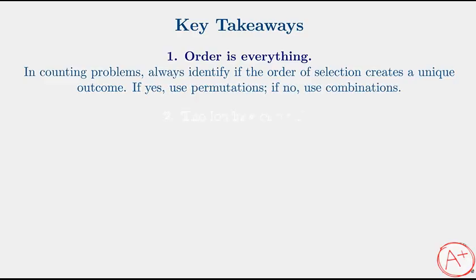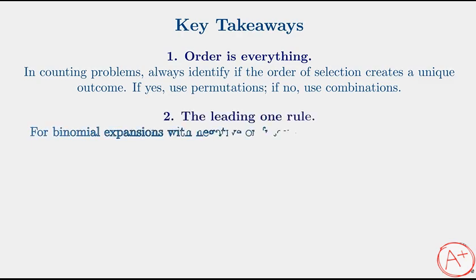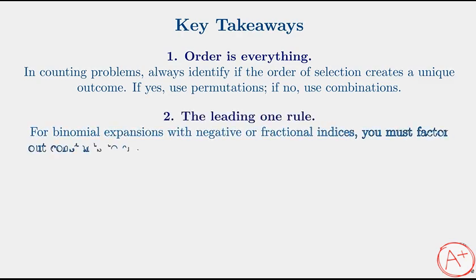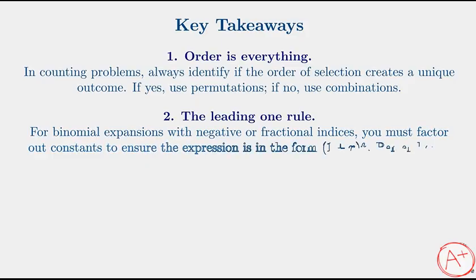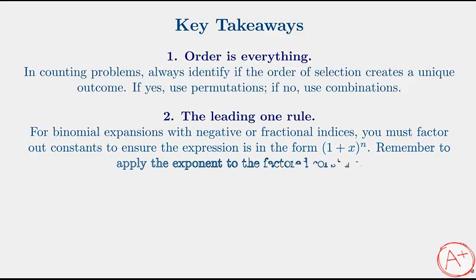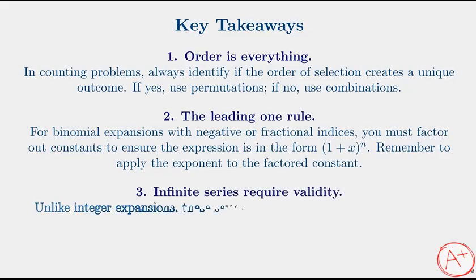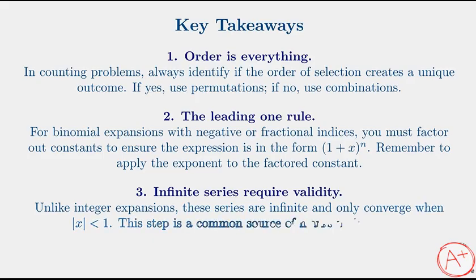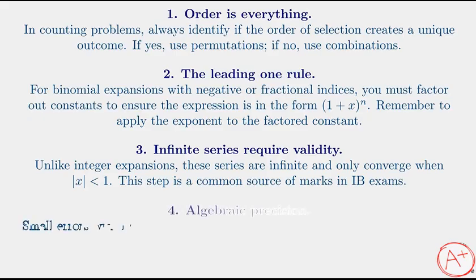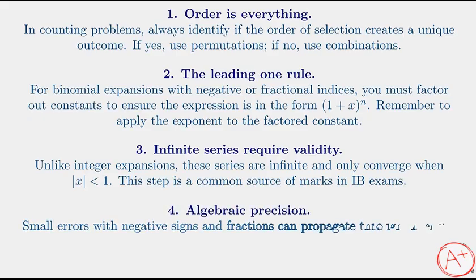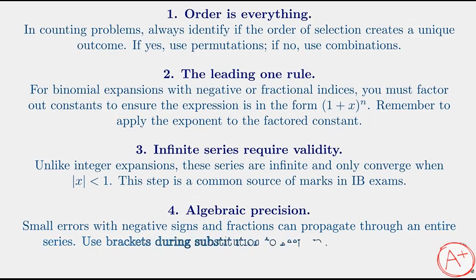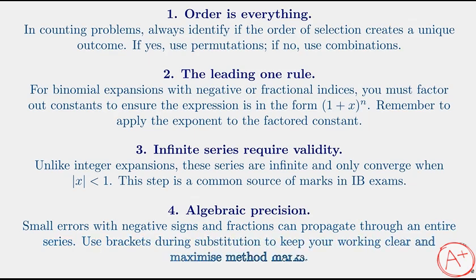For binomial expansions with negative or fractional indices, you must factor out constants to ensure the expression is in the form 1 plus x. Remember to apply the exponent to the factored constant. Unlike integer expansions, these series are infinite and only converge when the absolute value of the substituted term is less than 1. This step is a common source of marks in IB exams. Small errors with negative signs and fractions can propagate through an entire series. Use brackets during substitution to keep your working clear and maximize method marks.